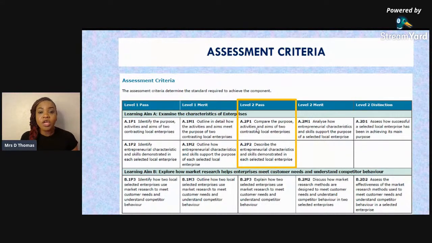For P1, you're going to compare the purposes, the activities, and the aims of 2 contrasting local enterprises. And for P2, you need to describe the entrepreneurial characteristics and skills demonstrated in each selected area of local enterprises. For this whole assignment, you're going to need to do M1 and D1, but that I will do on a separate video.